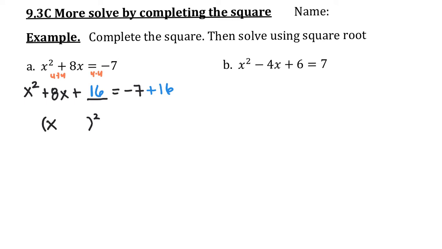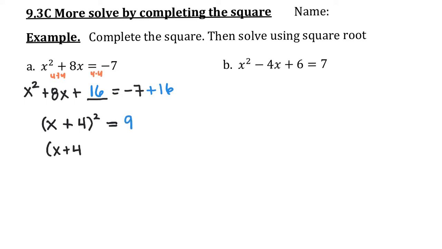Now, if we did this correctly, the left side now factors into a binomial square. Since it's x squared, I'm going to put an x. 4 times 4 is 16. And since it has to add up to 8x, it must be a positive 4. Okay, I'm going to go ahead and add up the right side of the equation. Negative 7 plus 16 is 16 minus 7, which is 9. Okay, now that it looks like this, I can solve using square root.